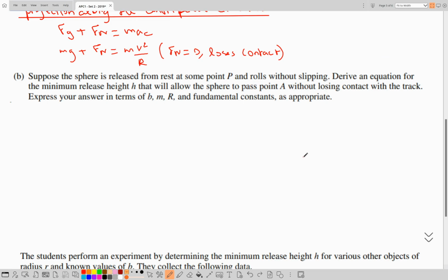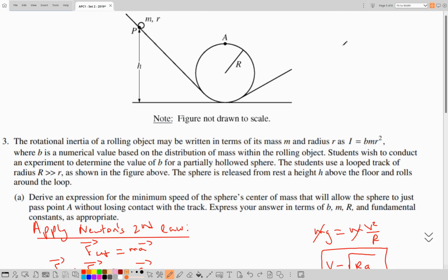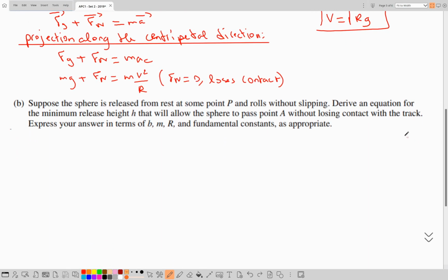Now in part B, they're telling us, suppose the sphere is released from rest, which means the initial speed is 0, at some point P. That's the point P. And rolls without slipping. Derive an equation for the minimum release height h that will allow the sphere to pass the point A without losing contact with the track. Express your answer in terms of B, M, R and fundamental constants as appropriate.